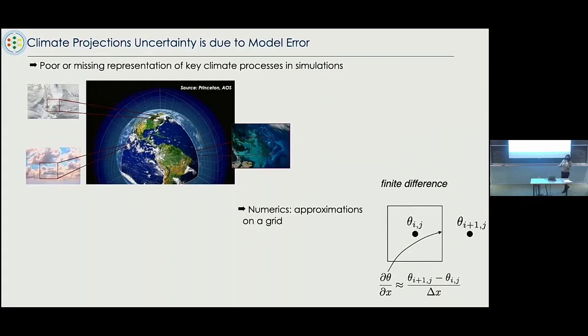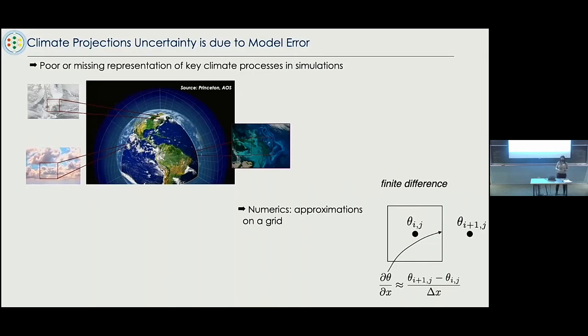The other source of model error that gives you this spread in the projections, this disagreement, is related to the numerics, right? We solve the equations on the grid, and you still need to do some approximation of your derivatives onto a grid. The way you do that approximation is also going to give you some errors in different models.